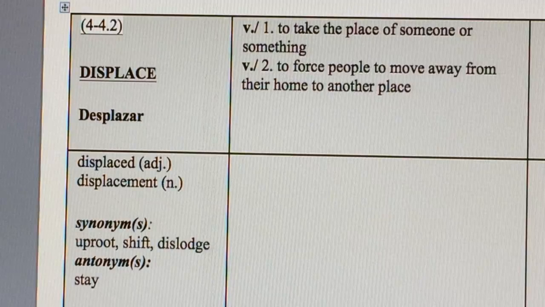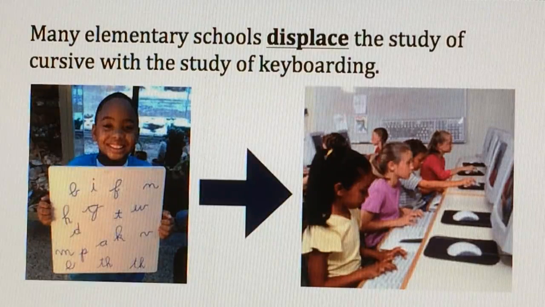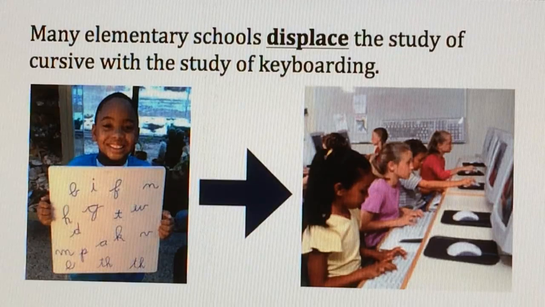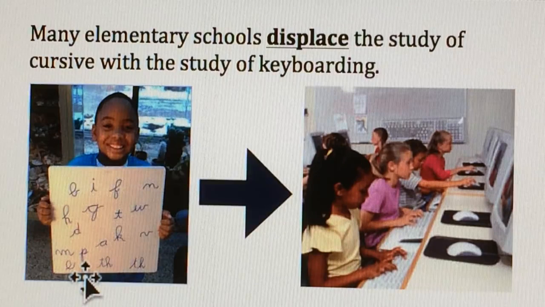Let's look at your sentence example. Many elementary schools displace the study of cursive with the study of keyboarding. Okay? So before, it was very popular for students to learn how to make their letters like this. But with the advent of new technology and computers, the study of cursive has kind of got pushed aside. And instead, now we encourage our young students to learn keyboarding, how to type.